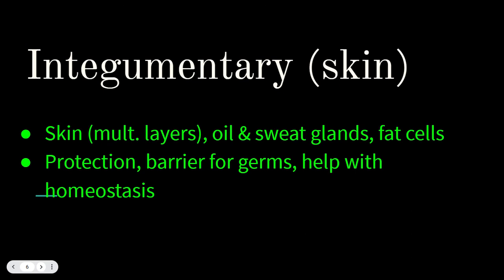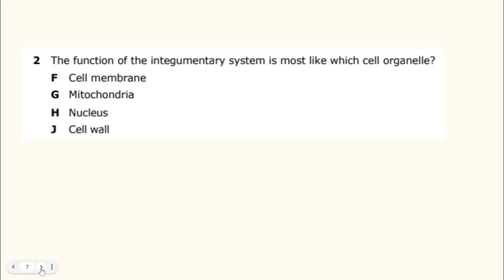The integumentary system is the skin. Remember this, our skin, we have multiple layers. It is a barrier. It protects us from germs, and it helps with homeostasis. A question that you were asked on the test was this: the function of the integumentary system is most like which cell organelle? So if we think about the skin, it's on the outside, and we think about the cell and what was on the outside of the cell, we should have said cell membrane, because that's on the outside of each of the cells.